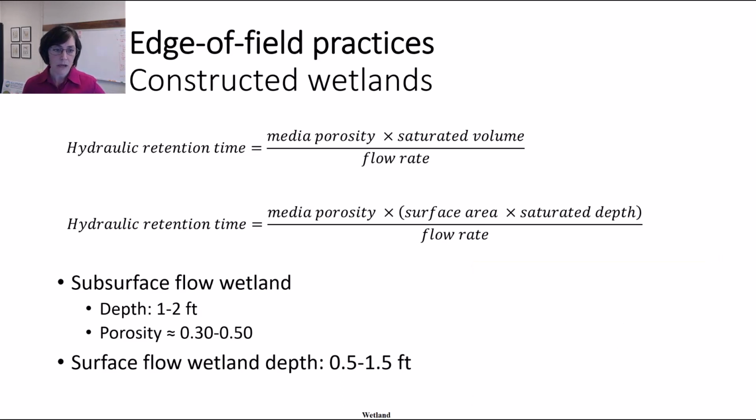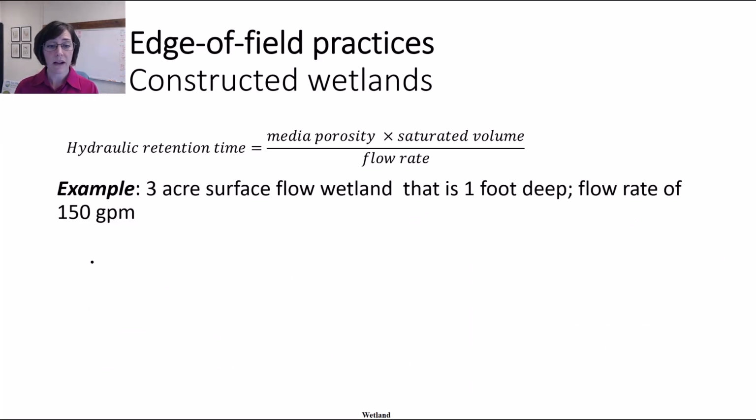Let's do an example with this hydraulic retention time. Say we have a 3-acre surface flow wetland that is 1 foot deep, and we know the flow rate is 150 gallons per minute. So let's calculate hydraulic retention time. HRT is a common abbreviation there, equals the porosity. Well, this is a surface flow wetland, so I'm not flowing through any gravel, so my porosity is basically 1 times my saturated volume. I know I have 3 acres.